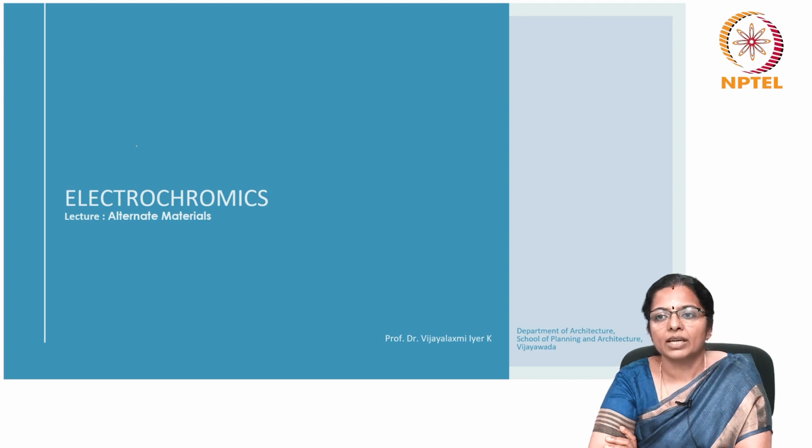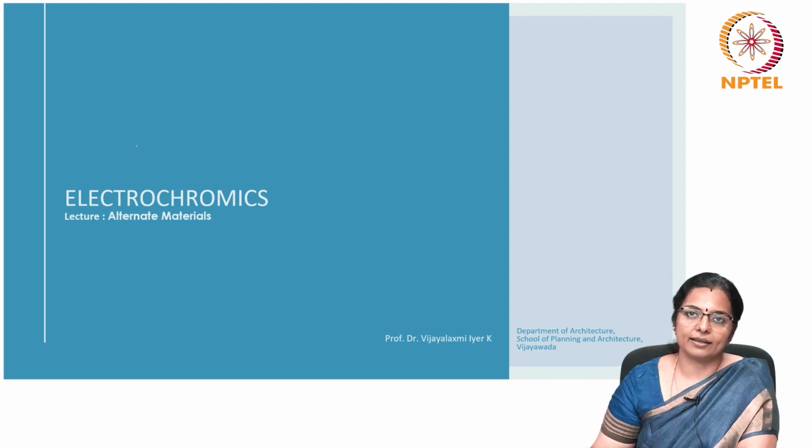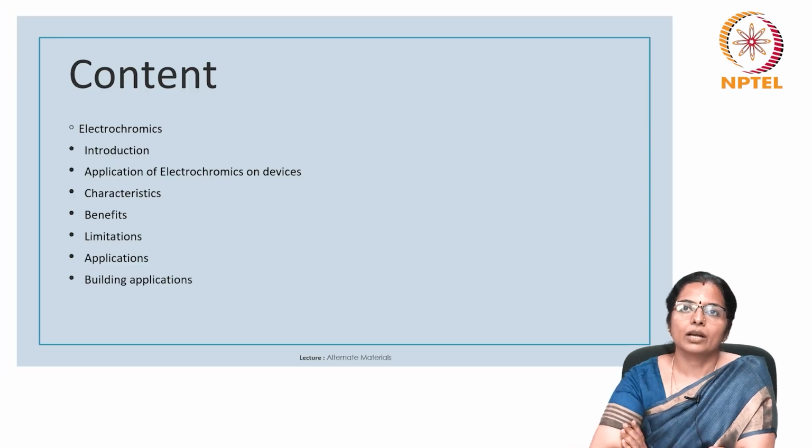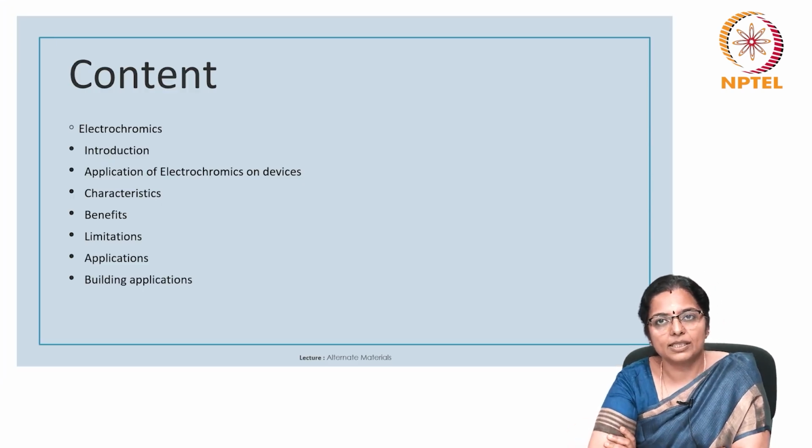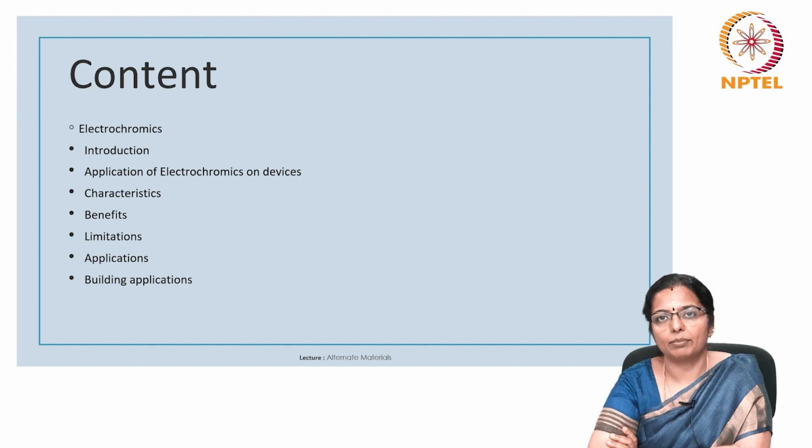We saw that. In the same line, today we will see electrochromics as a smart material. And in today's class, we will see a small introduction about electrochromics, the application of electrochromics on devices, its characteristics, the benefits, the limitations, the applications, and application of electrochromics on buildings or its architectural application.